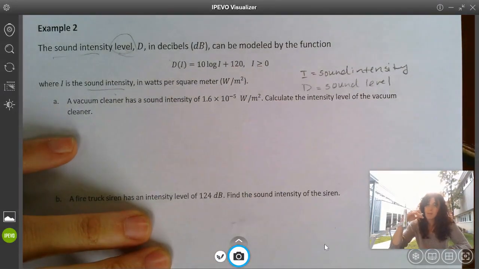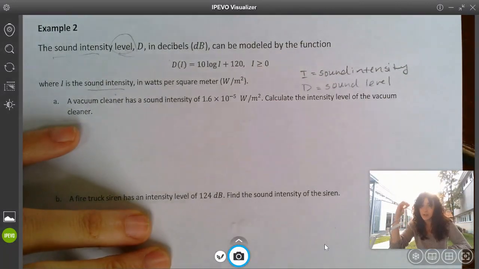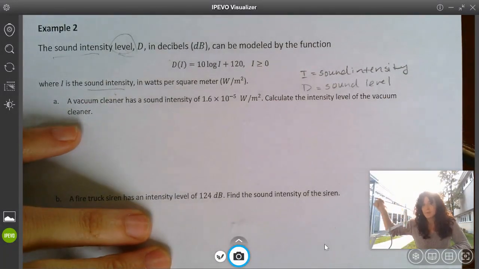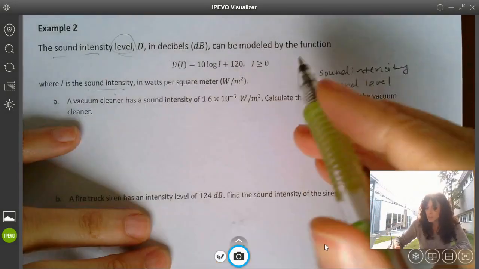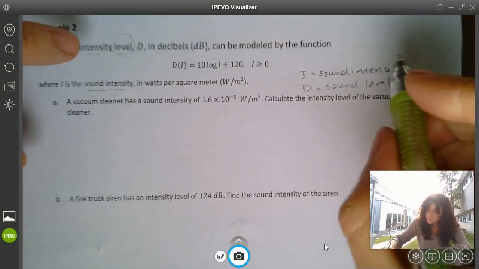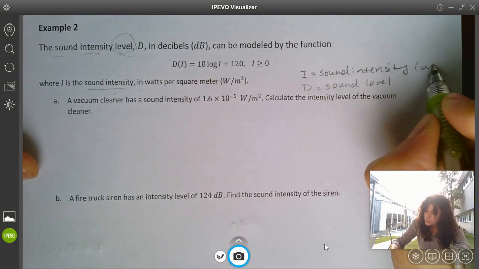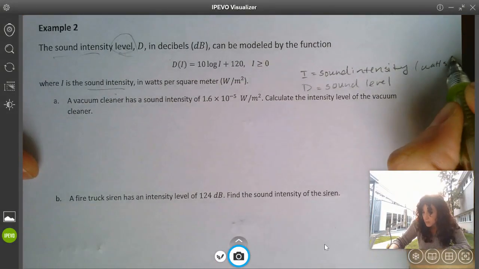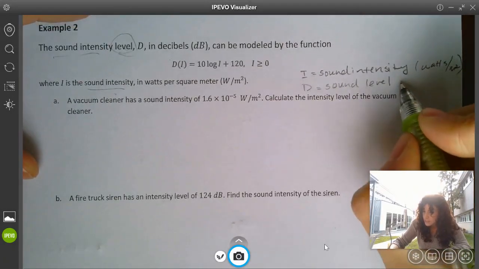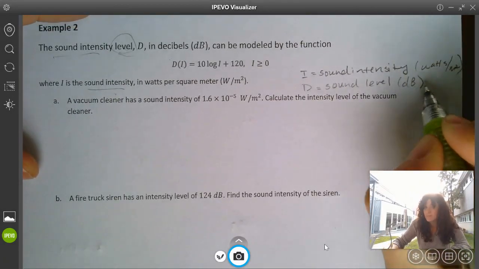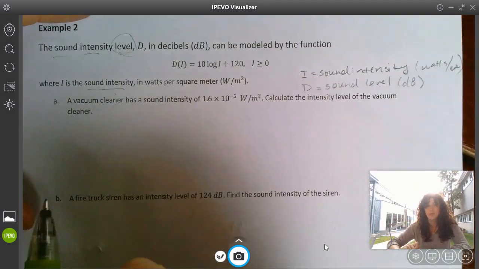So decibels is how we measure it. And so we say, okay, it's the level versus the sound intensity, which is the actual, like, what is happening in terms of the sound wave, or something along those lines. I is in watts per square meter, and sound level is in decibels. So if I see those units of measurement, it's going to be easy for me to match what goes where.